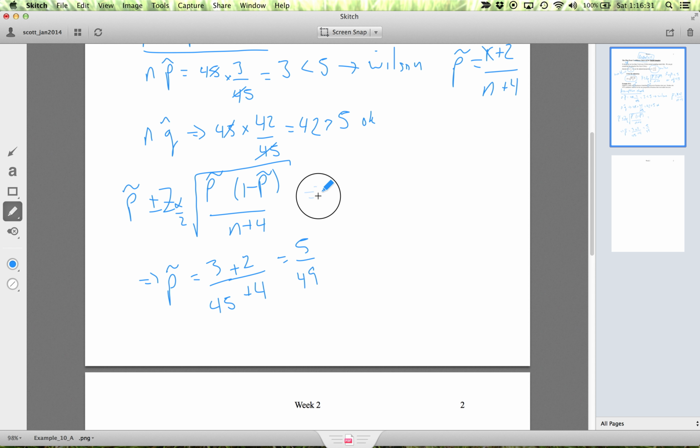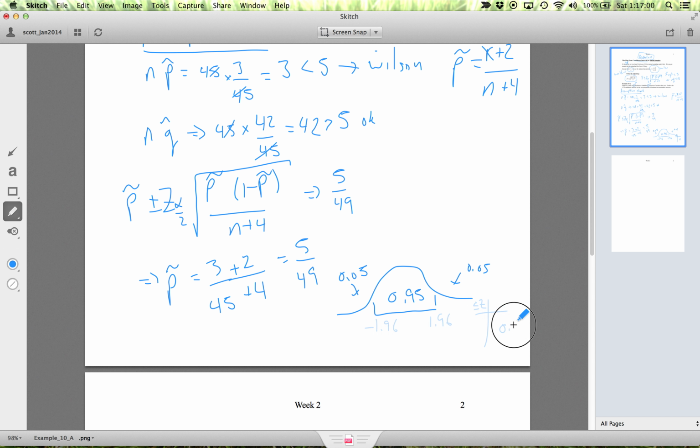Then we can just fill in the rest of this formula. This is 5 out of 49. What was our z value that we wanted to calculate? You might want to draw yourself a little picture here. Remember here we wanted to be 95% confident, meaning that we've got 5% in each tail. And in a Z, we know that the values here are 1.96 and negative 1.96. You can verify that, of course, by looking at your table.